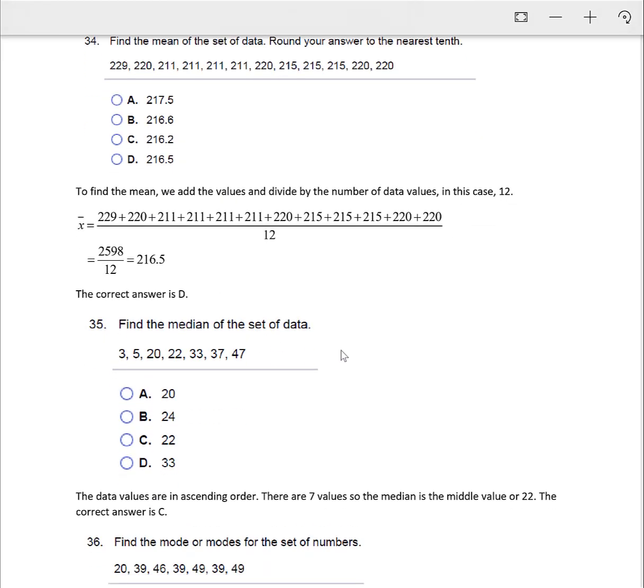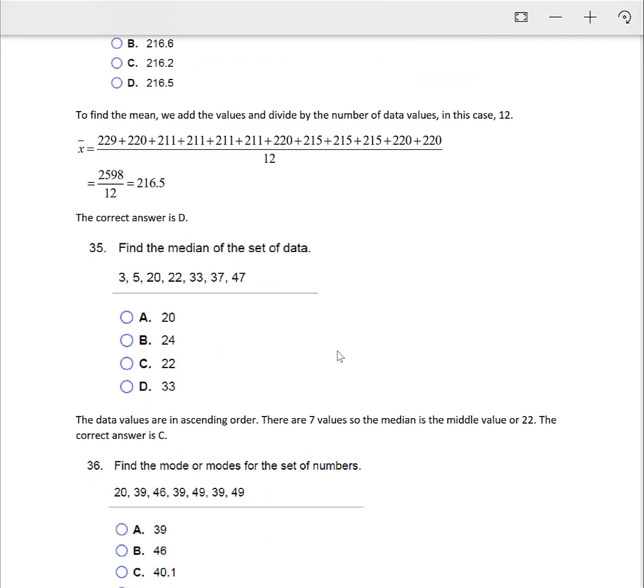The next question was for the median, and I noticed these are already in ascending order, and there are 7 of them, so the median is going to be the middle value. In this case, it's 22, so the correct answer here is C.